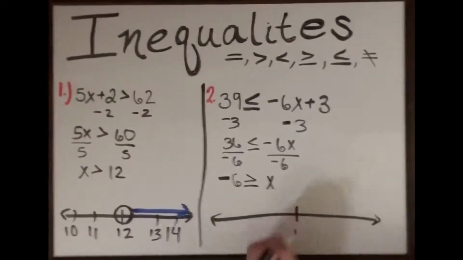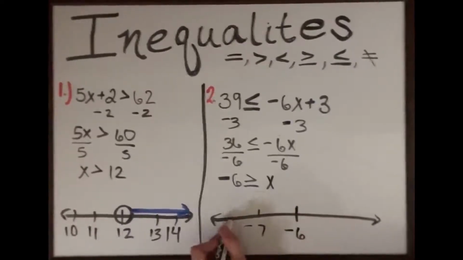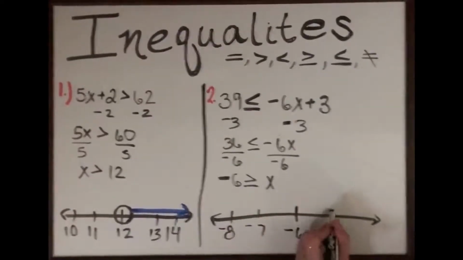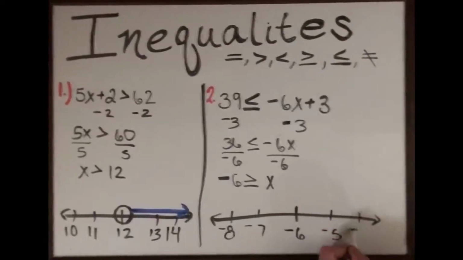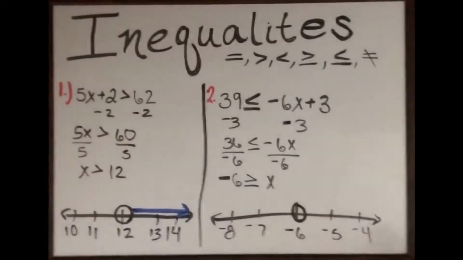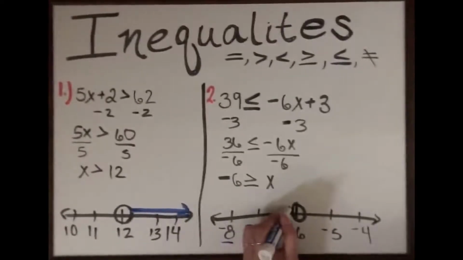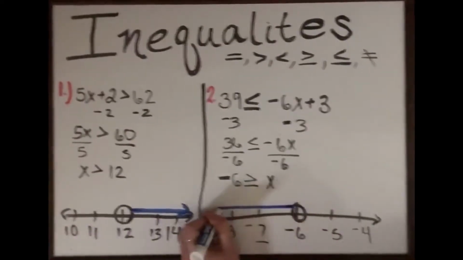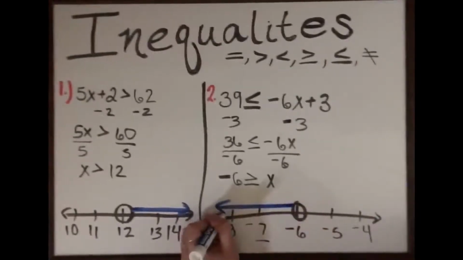So now we're going to plot this. Again, our critical value is negative 6. And we'll do negative 7, negative 8, negative 5, negative 4. So our value here is negative 6. And x is less than or equal to negative 6. So values that are less than negative 6 are negative 8, negative 7. So our number line is going to go here, right? We're going to shade this part of the number line.